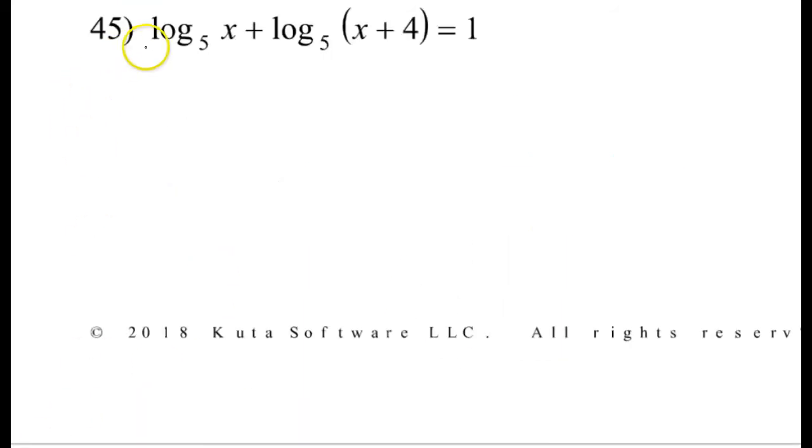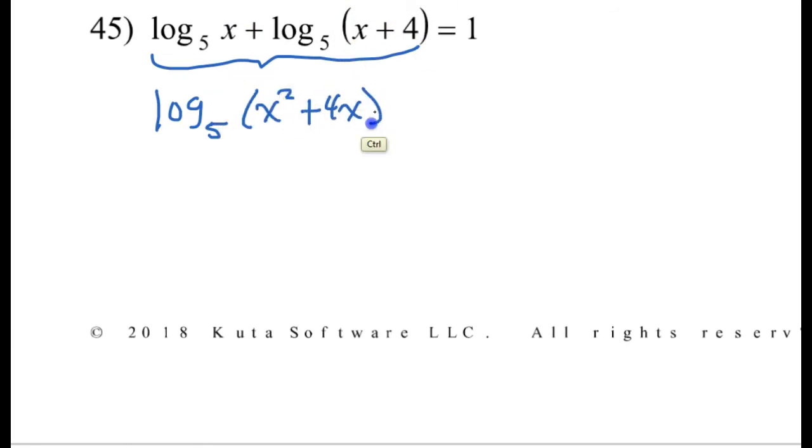Okay, take a look at problem number 45. First thing you want to do is the product rule. These will condense down to a single log using multiplication. So I'm going to do x times x plus 4. So that's going to be x squared plus 4x. And that will equal 1.